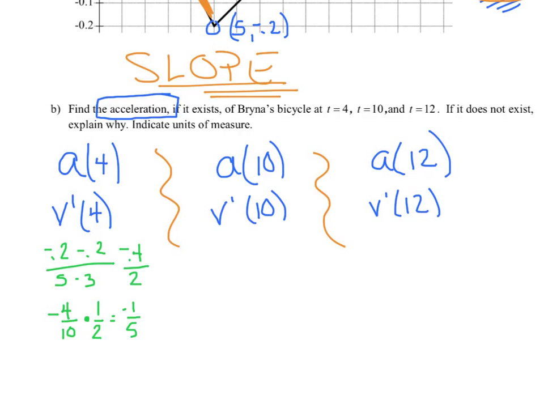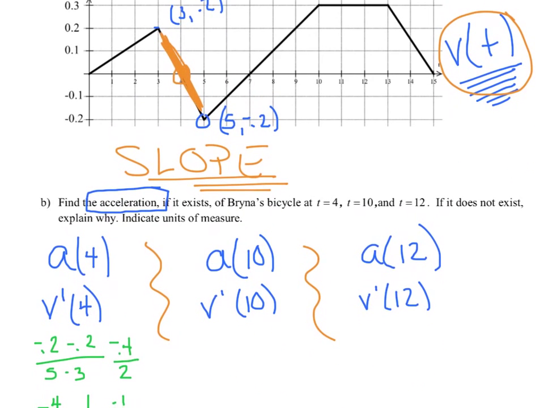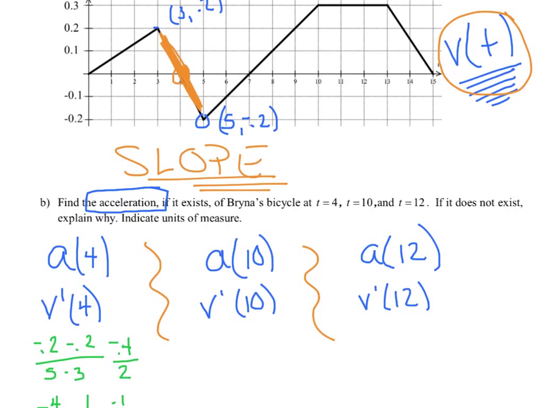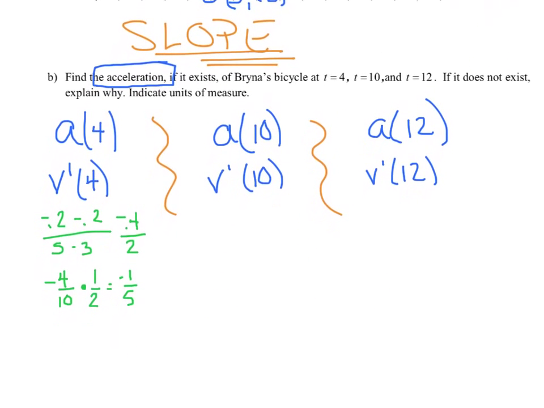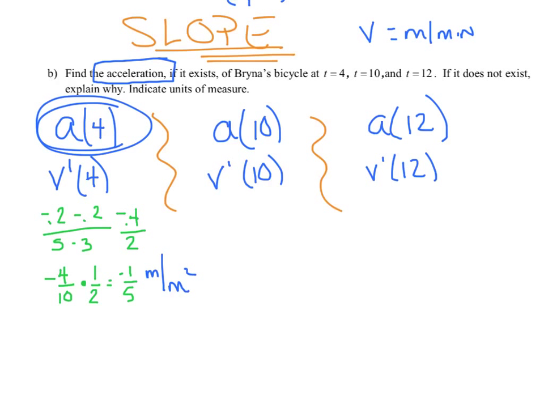Oops, it said indicate units of measure. So keep in mind velocity. I believe it was measured in miles per minute. You'll have to correct me if I'm wrong later on. Therefore, if velocity is miles per minute and I want acceleration, I should be getting miles per minute squared. Remember, we're adding on a "per" when we take a rate or a derivative.